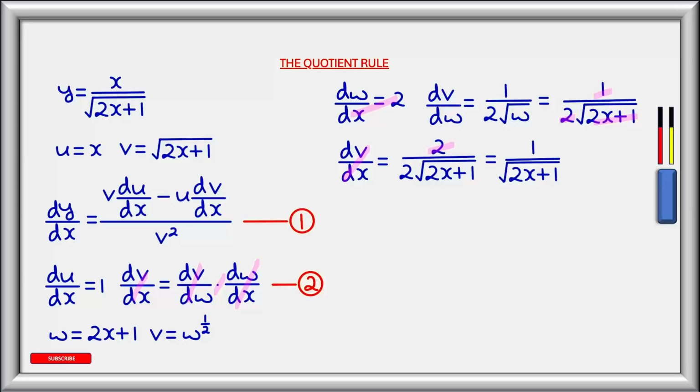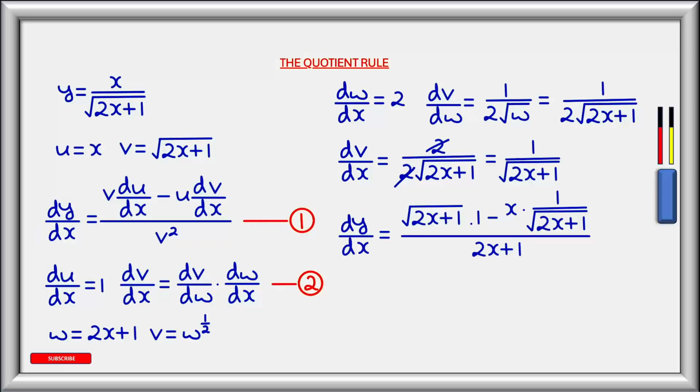This gives 2 divided by 2 multiplied by the square root of 2x plus 1. We can eliminate 2 from the denominator and the numerator, and this gives 1 divided by the square root of 2x plus 1.